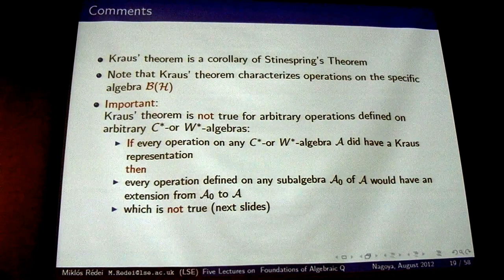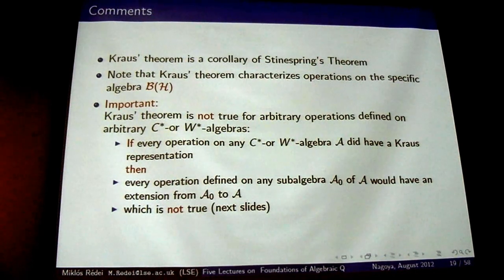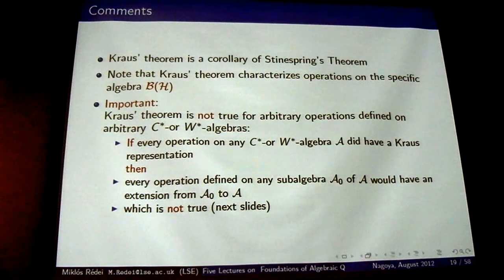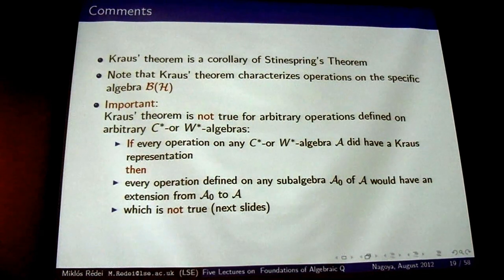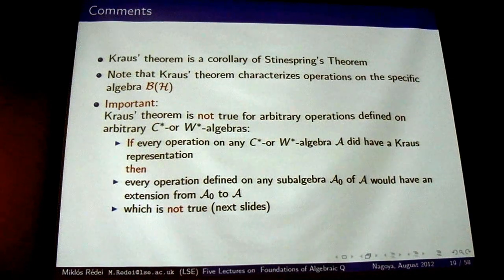Comments on this, which are important. Very important, although by quantum information theorists who mainly work in the finite dimensional Hilbert space framework, not very well known. Namely, that the Kraus theorem characterizes operations on a very specific C-star algebra, namely the set of all bounded operators. And the Kraus theorem is not true for arbitrary operations defined on arbitrary C-star or W-star algebras. And this is related to another issue which makes life very difficult. If every operation on a C-star or W-star algebra did have a Kraus representation, then every operation defined on any subalgebra A naught of a C-star algebra would have an extension from the subalgebra to the large algebra, which is, however, not true.